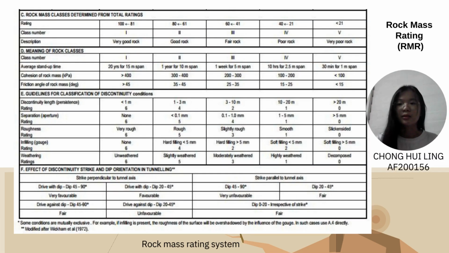For Part C, the rock mass classes are determined from total ratings, and Part D is the meaning of rock classes. Part E is the guideline for classification of discontinuity condition, and the last one, Part F, is the effect of discontinuity strike and dip orientation in tunneling.